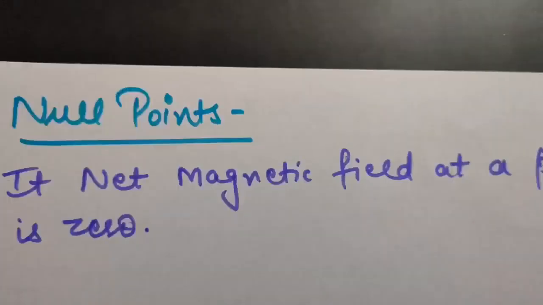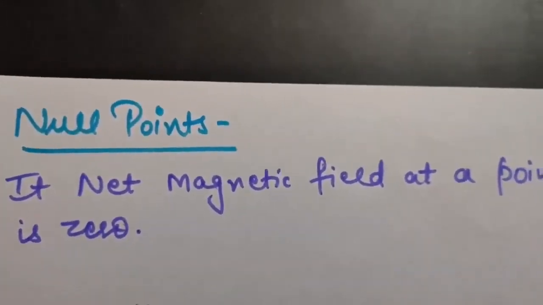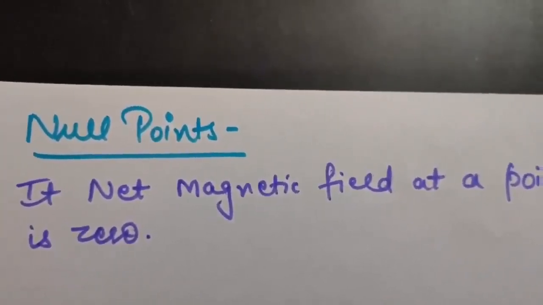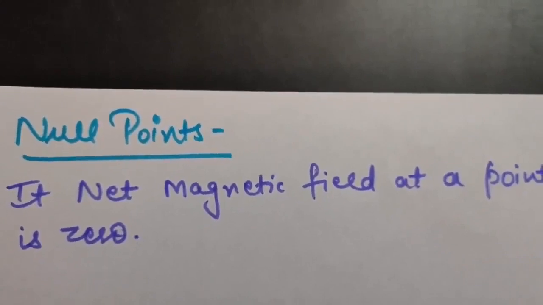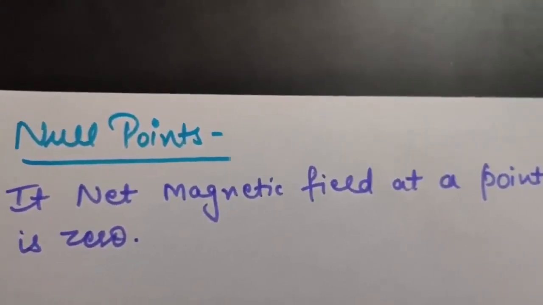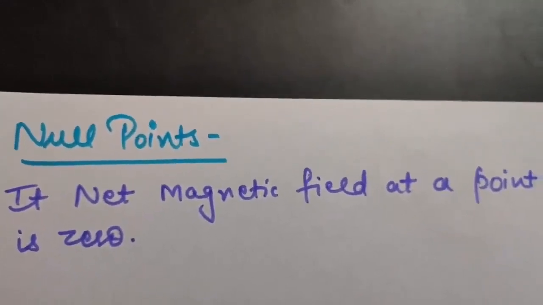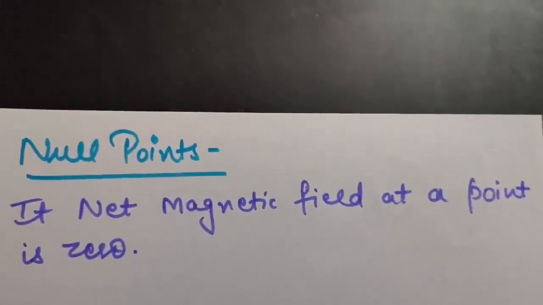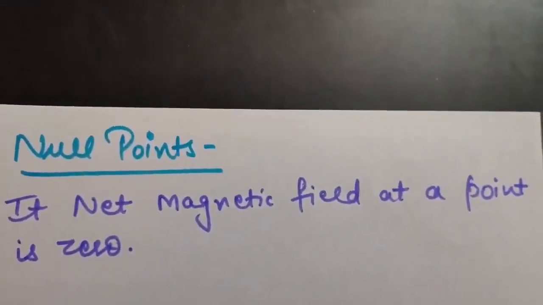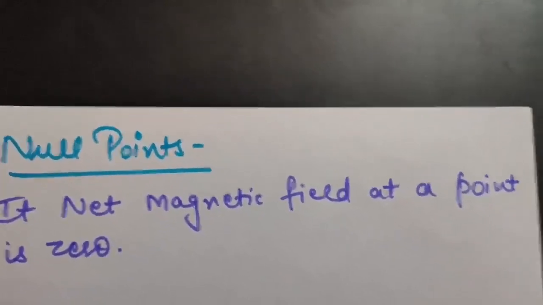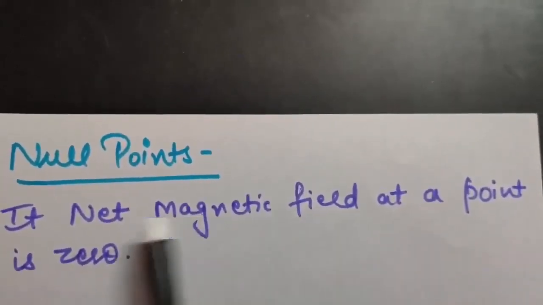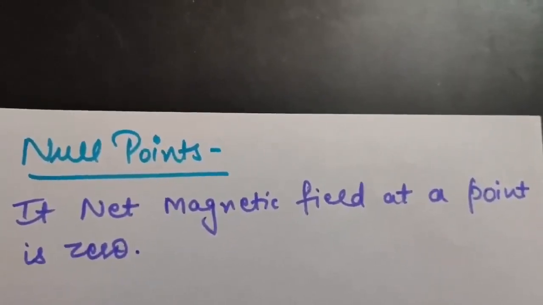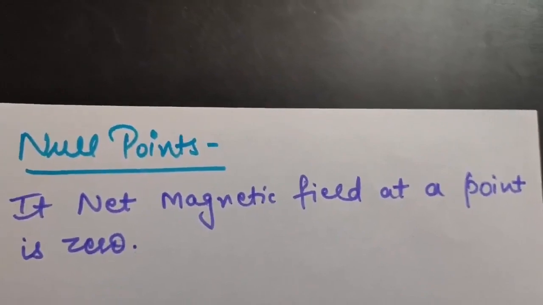The next is null points. As is clear by the name, null point means the point where something is zero. And as we are talking about magnetic field, if the net magnetic field at a point is zero, then that particular point is said to be a null point. I'm repeating it once again: if the net magnetic field at a point is zero, then that point is called a null point. And remember, the net magnetic field should be zero. Net magnetic field means all the components of all the fields present in the region will be taken, and if the net is zero, then that point will be a null point.